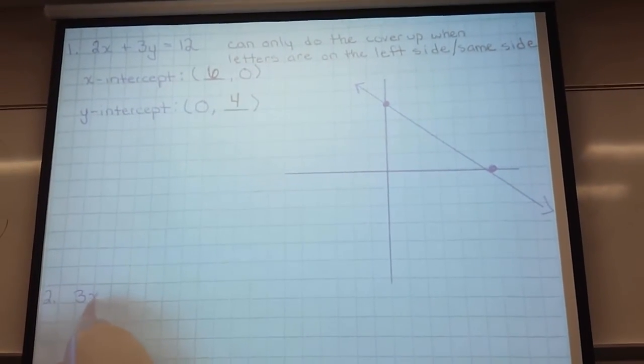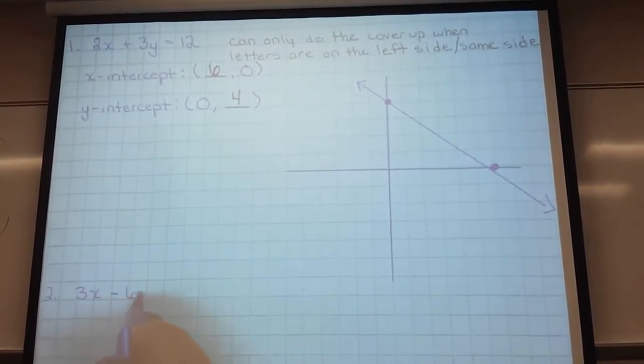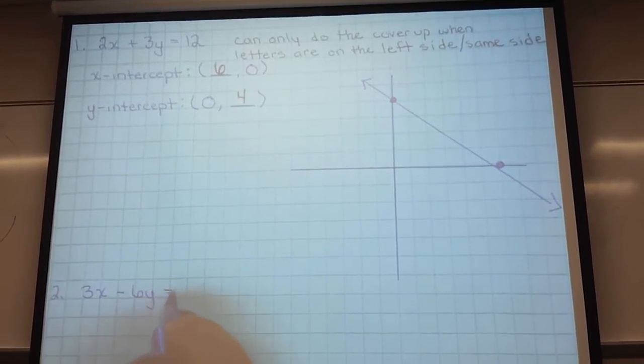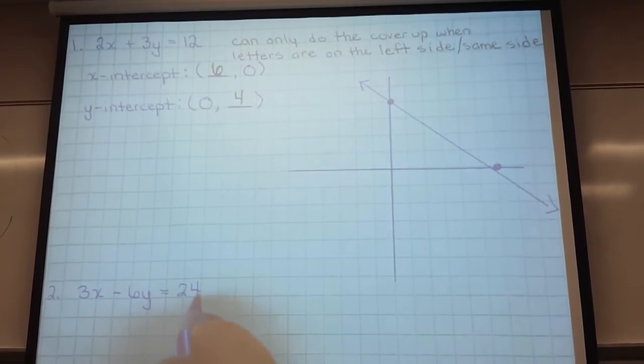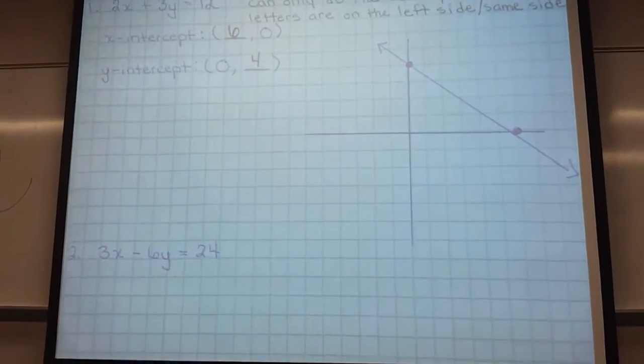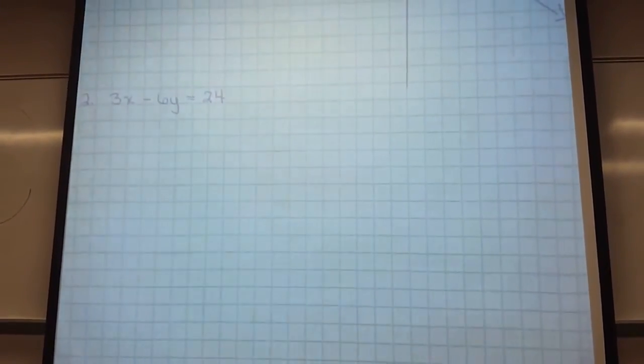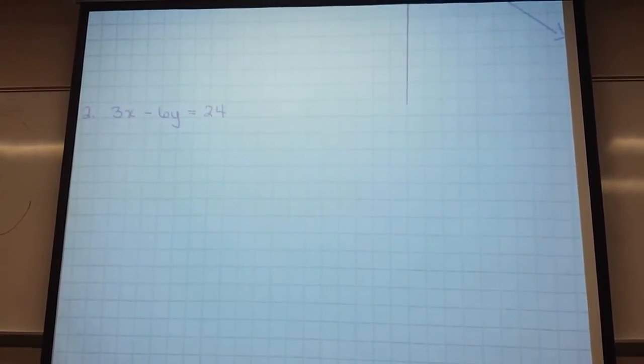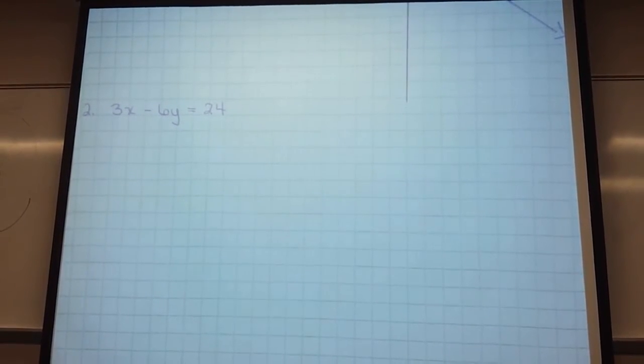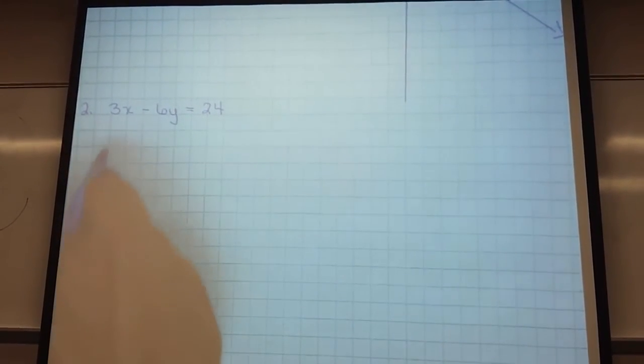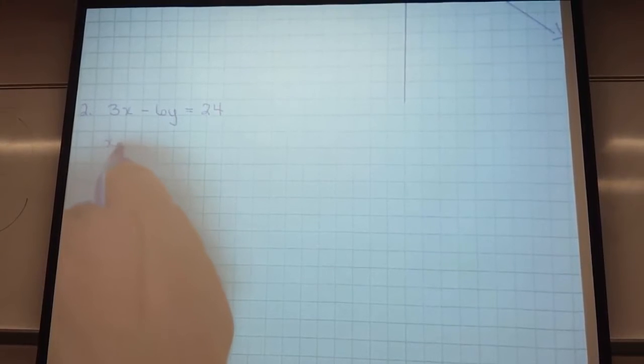3x minus 6y equals 24. Are the letters on the same side of the equals? Yes. So we don't have to put 0 and put 1 in. We can just use the cover-up method. So let's go ahead and make our chart.